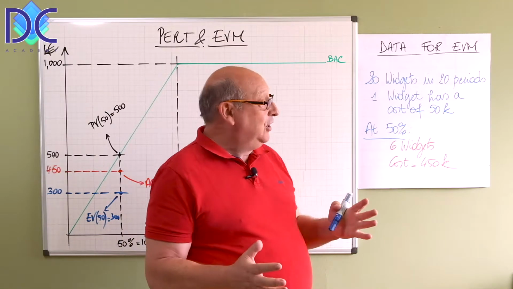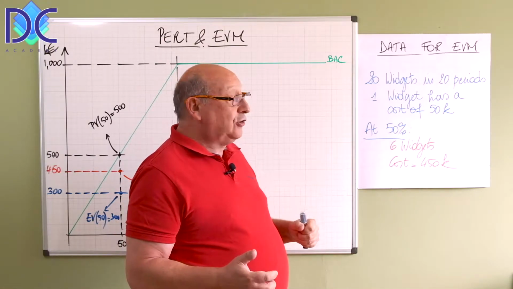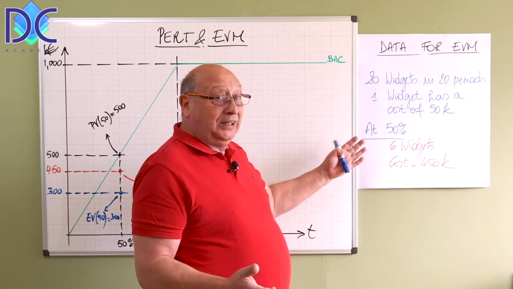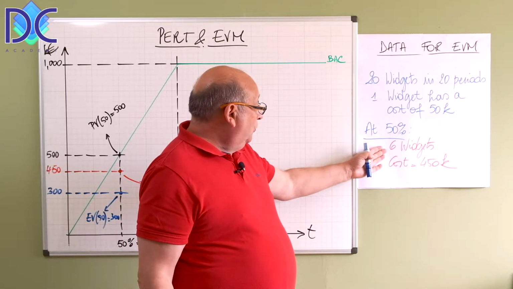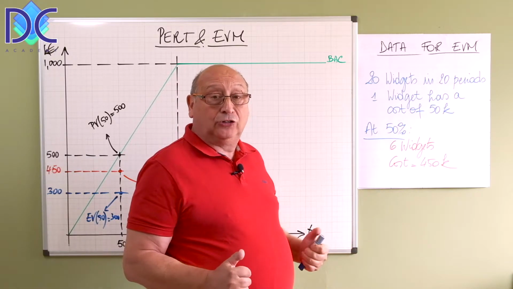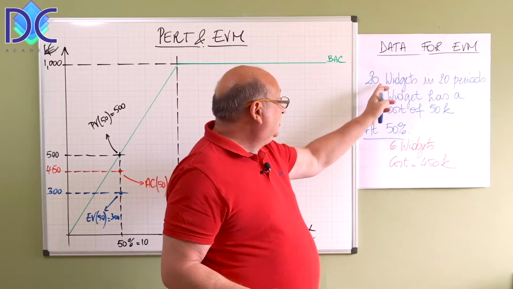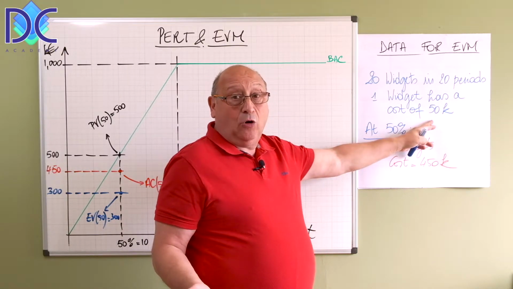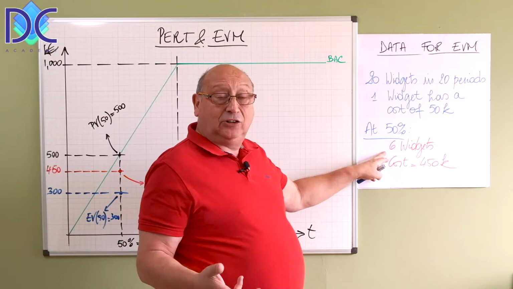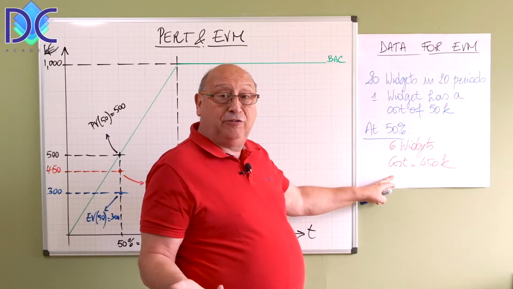What is our project that we have? We have here the data. We want to build 20 widgets in 20 periods. One widget has a cost of 50K, and we are at 50%, and we want to know what our situation is, what will happen. What did we do? We created six widgets, and the cost was 450K to create those 6 widgets. Now, when I translate this, first of all, my budget at completion is 20 times 50, which is 1000K or 1 million. When we have 6 widgets at 50K, we have in fact created an earned value of 300K, but we have an actual cost of 450K.